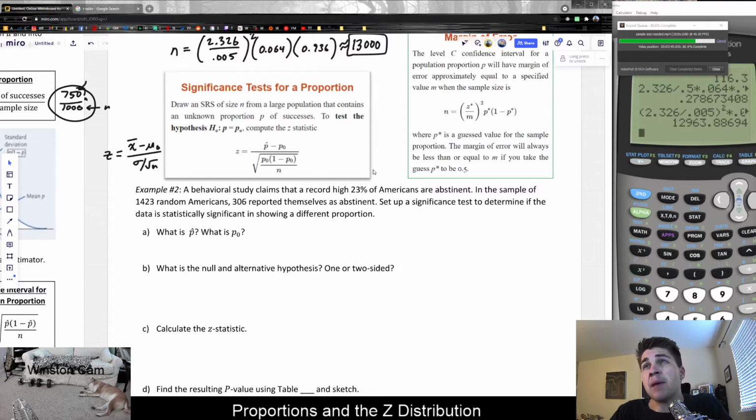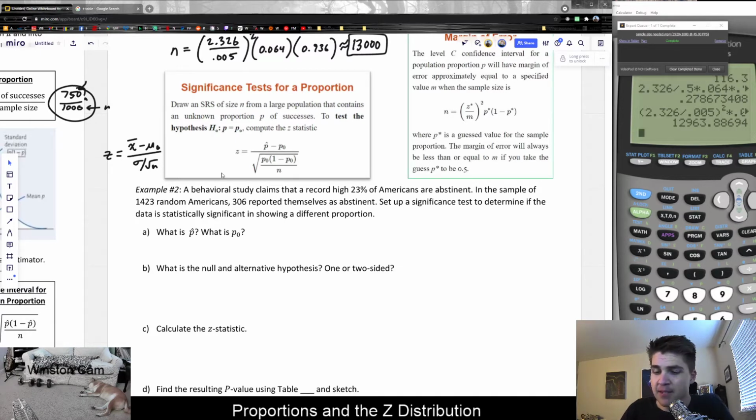This one says that a behavioral study claims that a record high 23% of Americans are abstinent. In the sample of 1,423 random Americans, 306 reported themselves as abstinent. Set up a significance test to determine if the data is statistically significant in showing a different proportion. So we have a study that claims that this is true. We take some data and we want to see, does the data reject or fail to reject the null hypothesis?